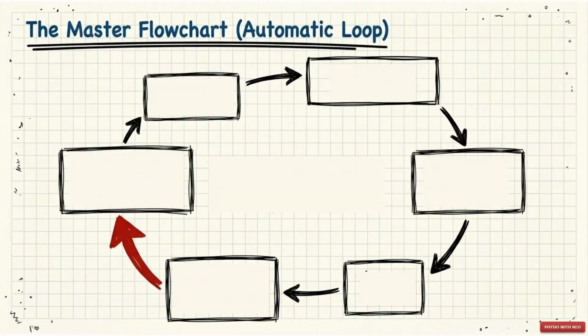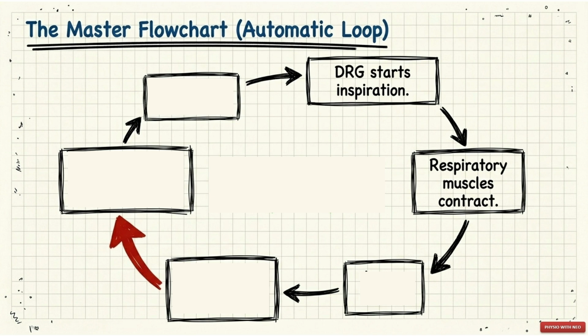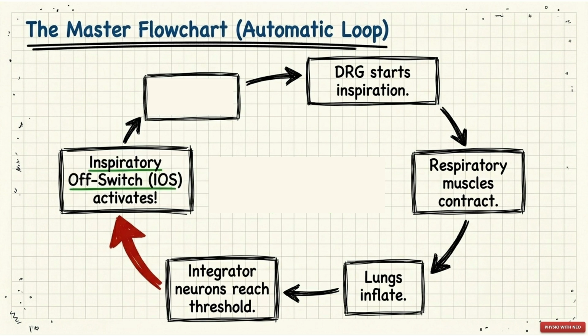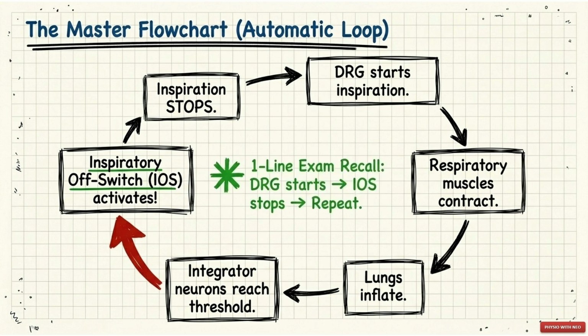So here is the master flowchart to remember the entire automatic loop. Dorsal respiratory group neurons start the inspiration, causing the respiratory muscles to contract and the lungs to inflate. This causes integrated neurons to reach threshold and activates the inspiratory off switch neurons, and ultimately inspiration stops. So this is a one-line recall: dorsal respiratory group neurons start, inspiratory off switch neurons stop, and repeat the cycle.